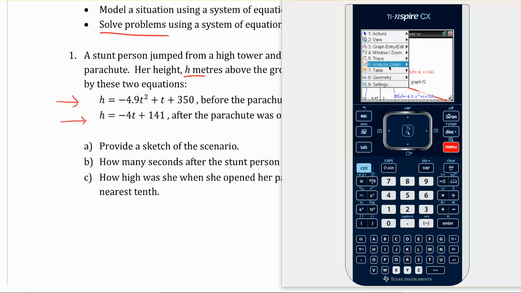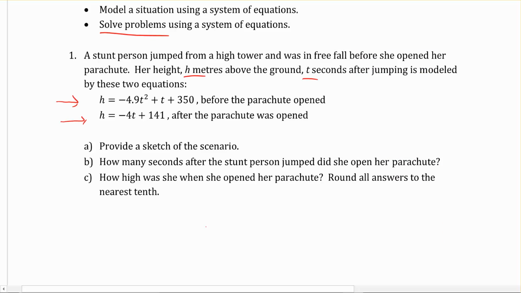So I'm going to go menu, analyze graph, and click intersection. Go to the left, go to the right, and from this we can see that it's going to happen at x equals 7.06, so 7.06 seconds. So part B is going to be x equals 7.06 seconds.